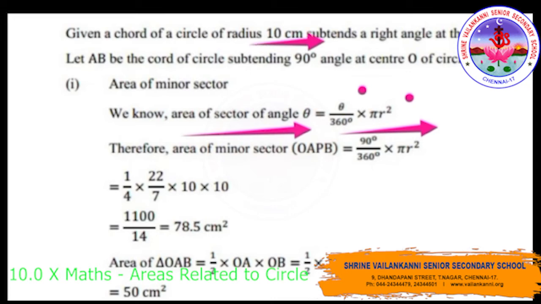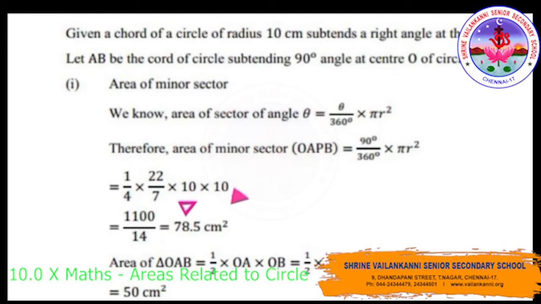Substituting here, I will be getting area of the minor sector OAPB is equal to 90 by 360 into pi r square. Substituting r is equal to 10. So I will be getting 90 by 360 into pi into 10 into 10. Further simplifying, I will be getting 90 by 360 as 1 by 4 into 22 by 7 into 10 into 10, which is equal to 1100 divided by 14, which is equal to 78.5 centimeter square. So I got the area of the minor sector as 78.5 centimeter square.